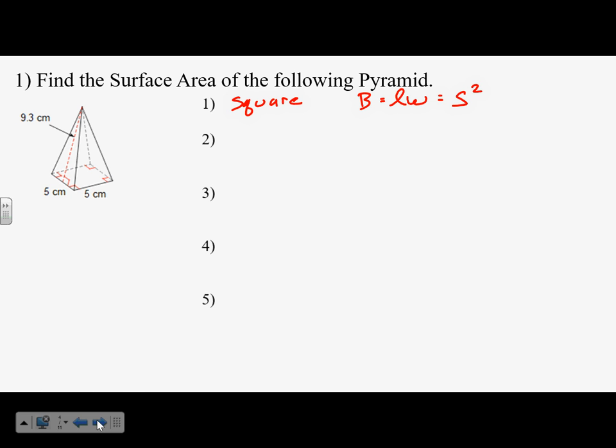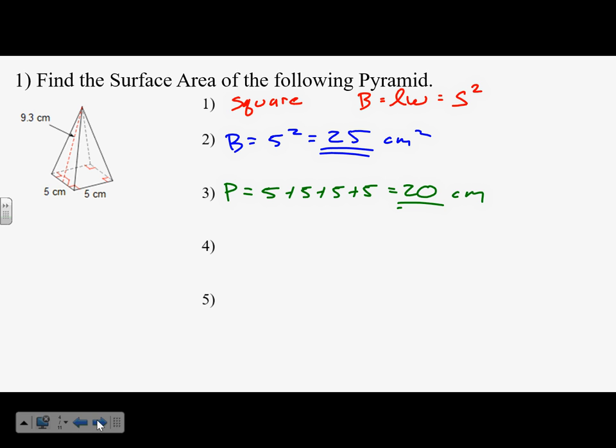So the base area is 5 squared, which is 25 centimeters squared. The next one, we need to find the perimeter of the base. Well, the perimeter is the sides added together. Again, you could also take 5 times 4, if you remember that formula for the perimeter of a square.